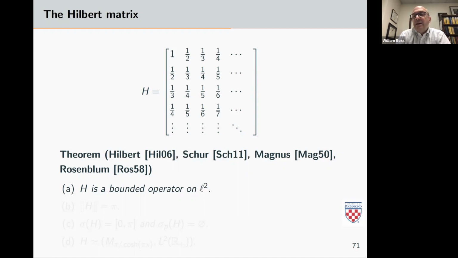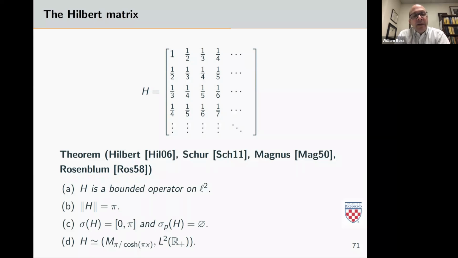Hilbert also obtained an upper bound for the norm of H. I think it's 2 pi. But Schur was able to show that the norm of the Hilbert matrix as an operator on L2 is actually equal to pi. Magnus was able to show that the spectrum is the interval 0 to pi. Well, that's somewhat to be expected because the Hilbert matrix is a self-adjoint operator, so the spectrum should be contained in the real line. And the point spectrum of the Hilbert matrix is the empty set.